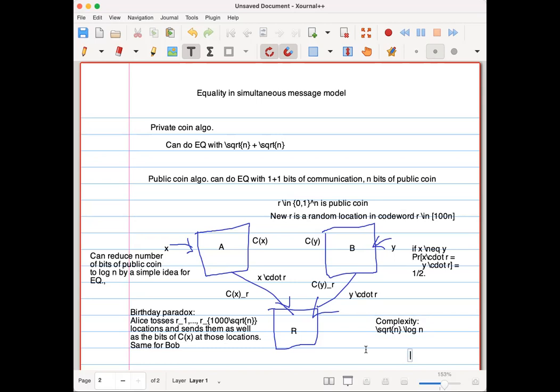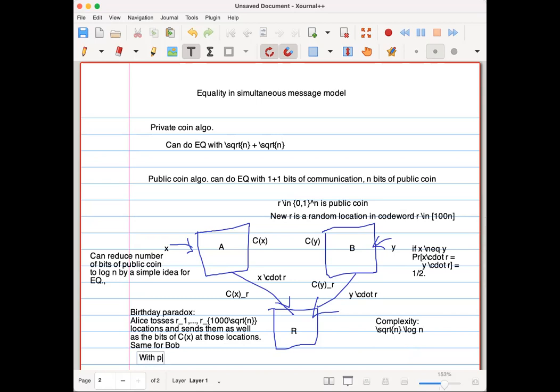If X and Y are equal, then with probability 1 this protocol is always correct. If X and Y are not equal, then the probability that this is correct is something like n over 100n, which is 1 over 100. That is slightly worse than the half that we were getting earlier, but fine. You can boost it by taking many independent samples of the public coin. But now our aim is to not use the public coin.